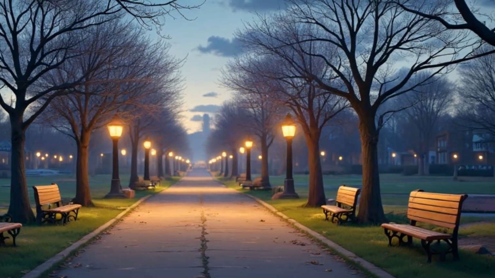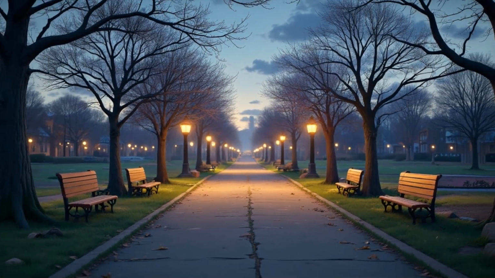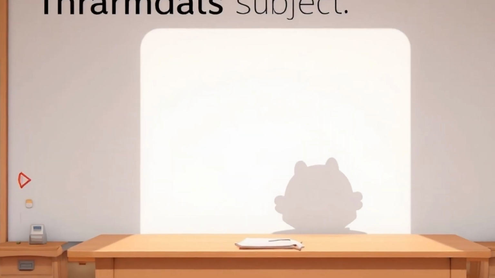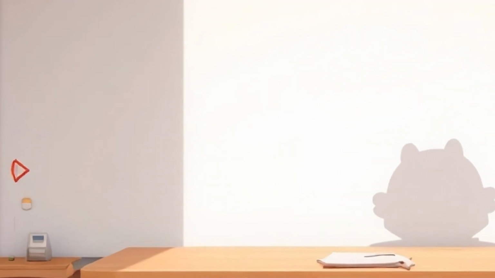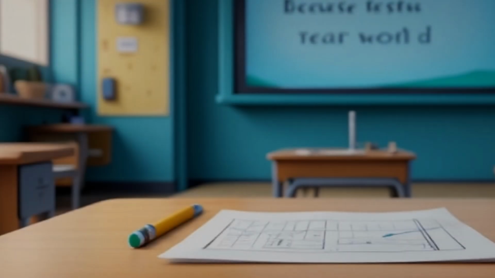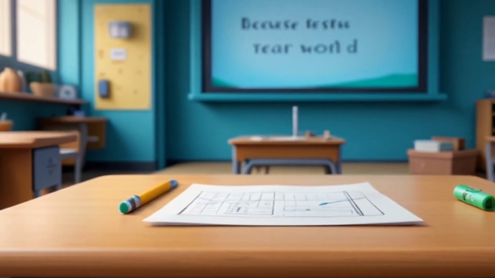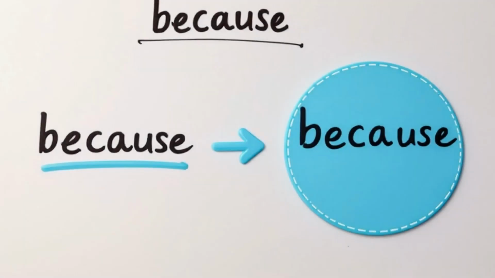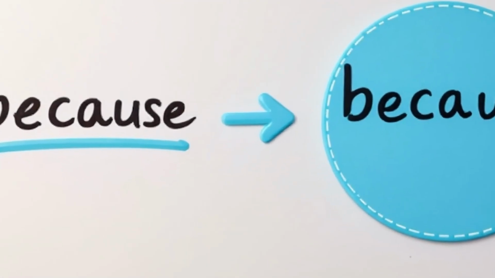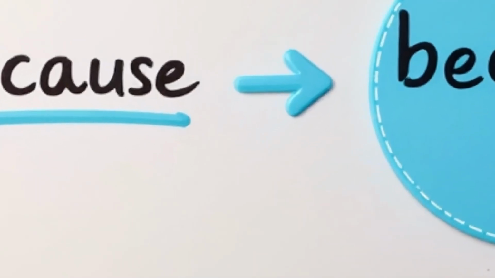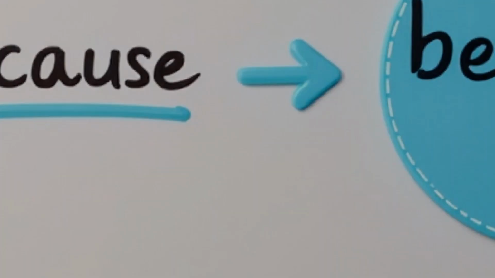Another fragment is "Walking through the park on a cold evening." This group of words suggests an action, but it does not say who is walking. A third fragment is "Because the test was difficult." Here, the word because signals dependence on another clause, yet the main idea never appears.